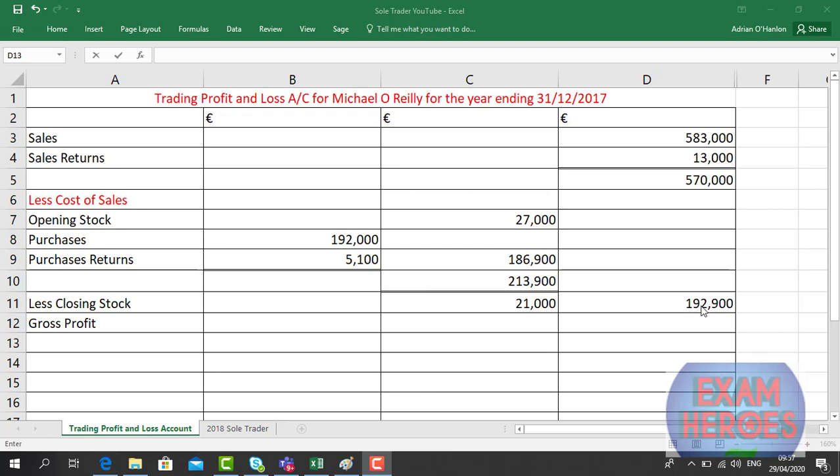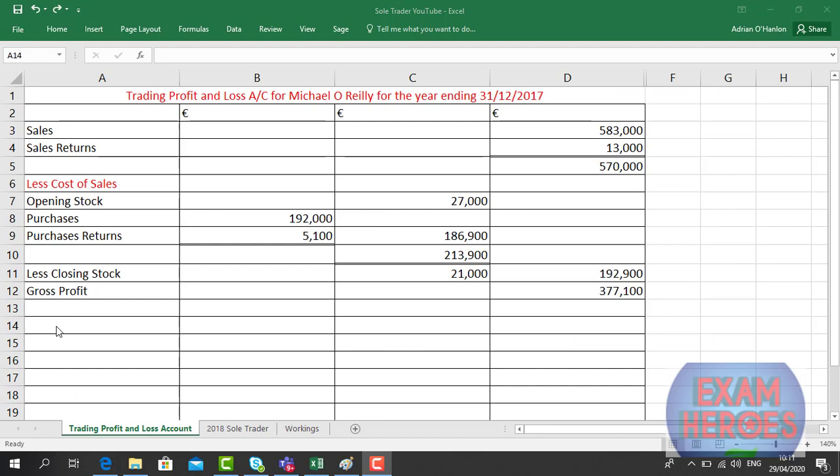So the last thing to do to get your gross profit is just take away your cost of sales, less closing stock, away from your adjusted sales figure. So my gross profit is 377,100. Okay, so we've gotten our gross profit. So next thing we want to do is get our net profit. Okay, so to do that we have to get our expenses.